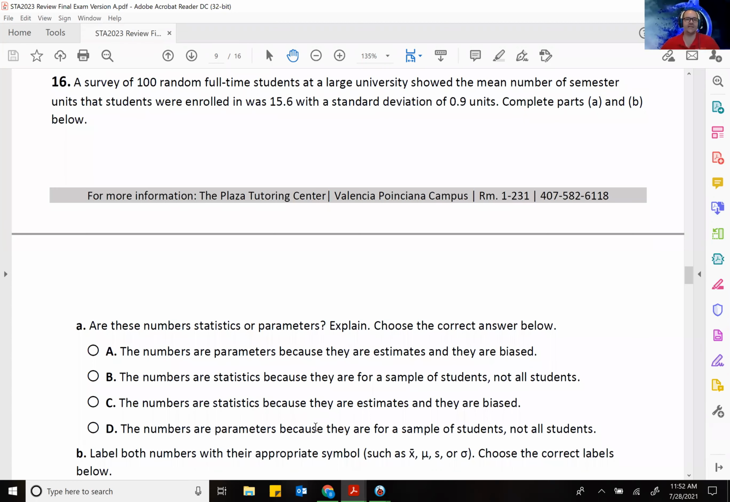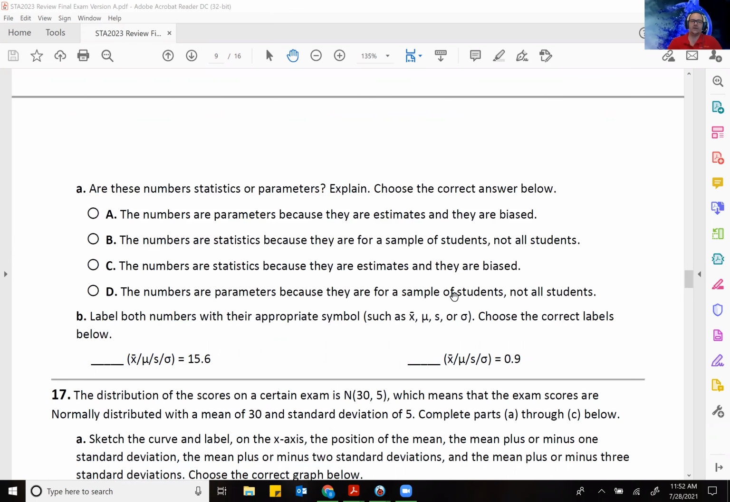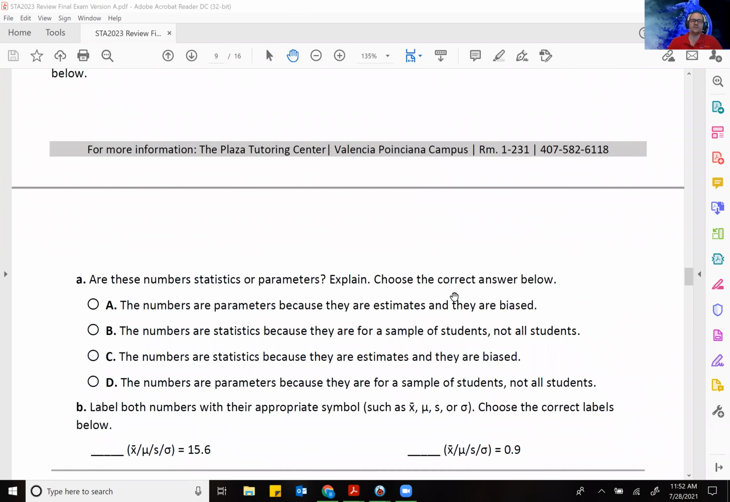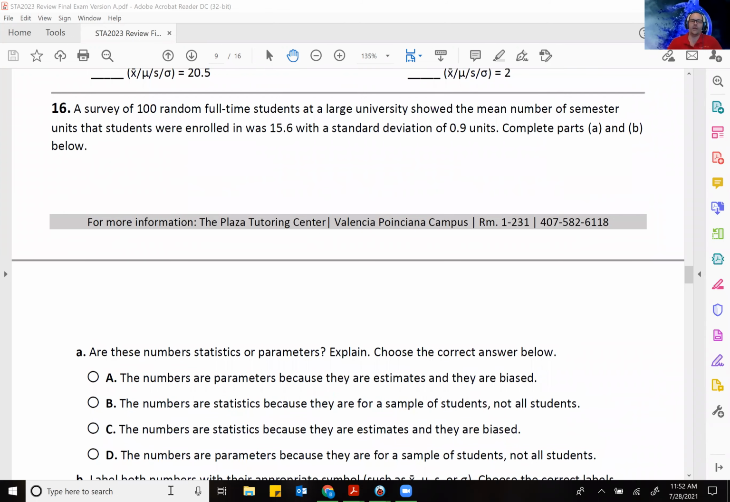All right, so number 16: a survey of 100 random full-time students at a large university showed the mean number of semester units that students were enrolled in was 15.6 with a standard deviation of 0.9 units. So again, same as what 15 was like. Are these numbers statistics or parameters?